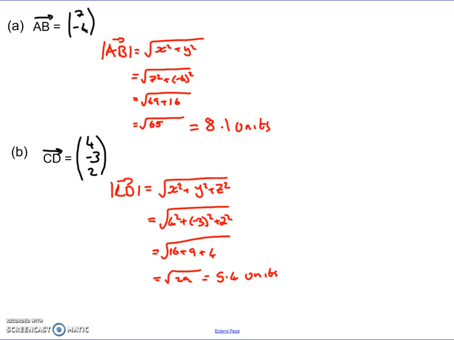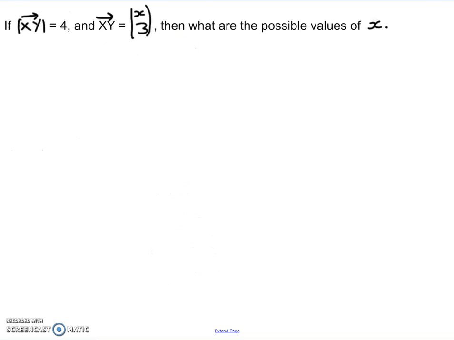Calculating the magnitude of a vector, fairly straightforward. We follow that logic: sum of the squares of all the terms, take the square root. This one here: if the magnitude of XY is 4, and this is XY, find the possible values of x. This one's kind of flipping it on its head. We're given the magnitude, so we have to work our way back. The magnitude of XY is going to be given by the same formula, root of x squared plus y squared, but we know that's going to equal 4. It's now a case of substituting in and solving the equation.